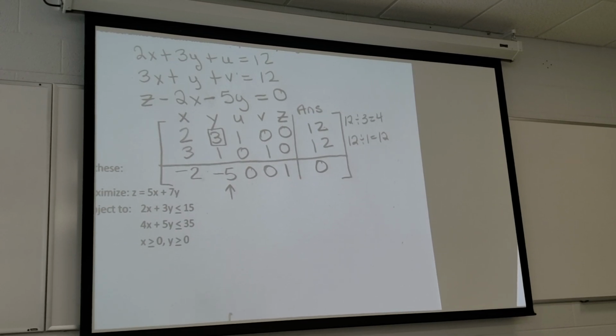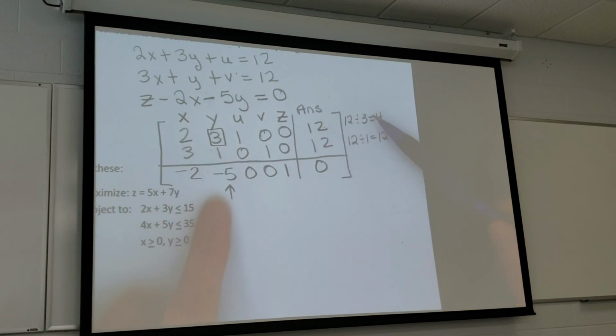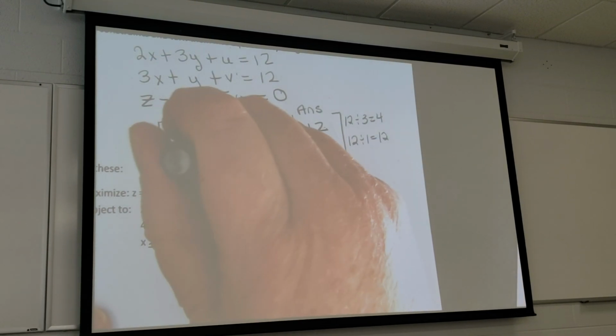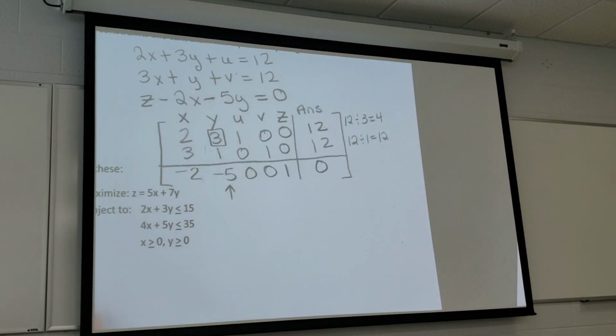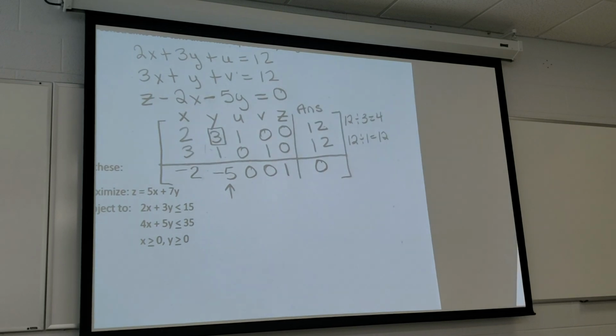This is how we do it. Look at the bottom row, find the most negative. It is -5. That's your column you're gonna use. Then you're gonna take your answers, use the column that we chose, divide them, and find the smallest number. That is your row. This tells you it's this column, it's this row, and you make a box around it. So when we do the pivoting, that's gonna become a 1 and these 2 zeros.